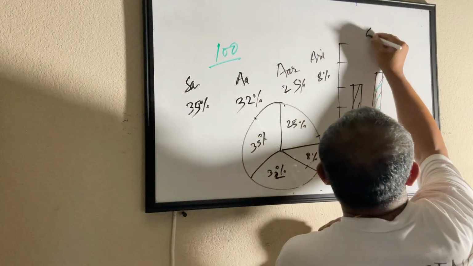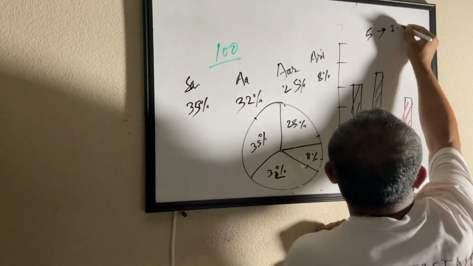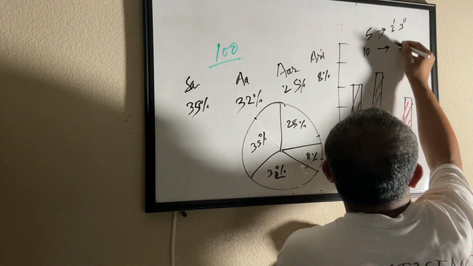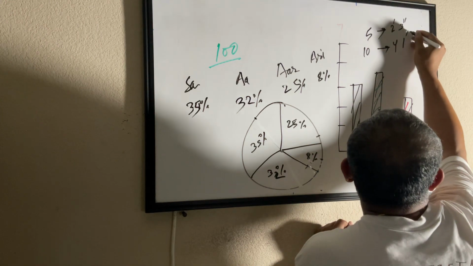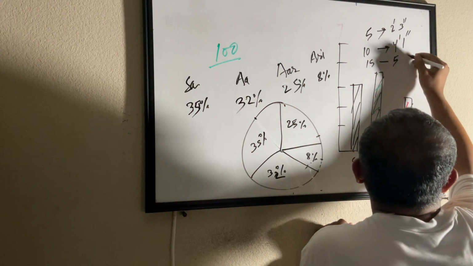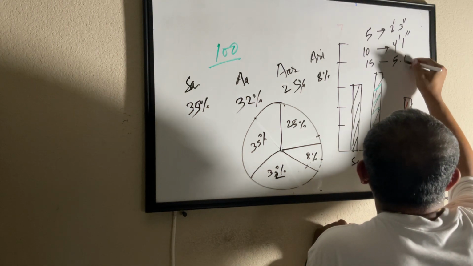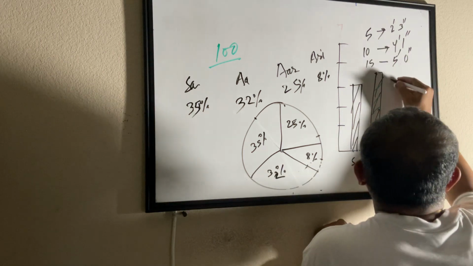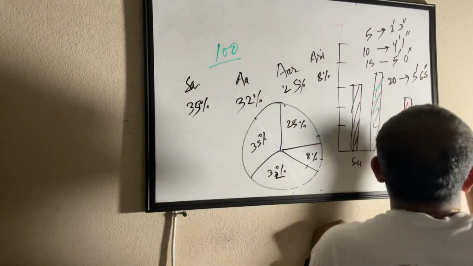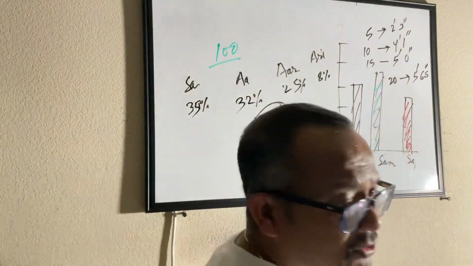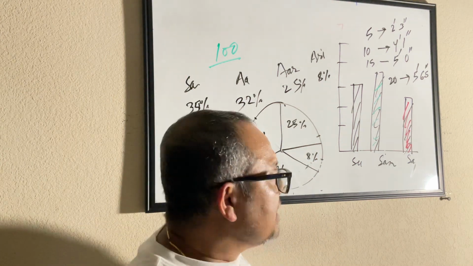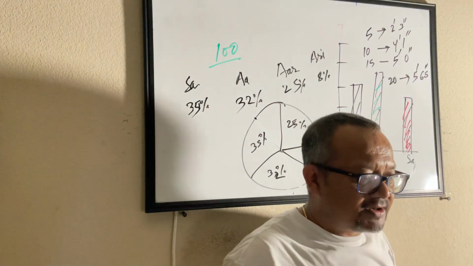Let's say when I was 5 years old, I was 2 feet 3 inches tall. When I was 10 years old, I was 4 feet 1 inch tall. When I was 15 years old, I was 5 feet tall. When I was 20 years old, I was 5 feet 6.5 inches tall. Will I use a pie chart for plotting this? No, sir. It's not adding up to anything, right?